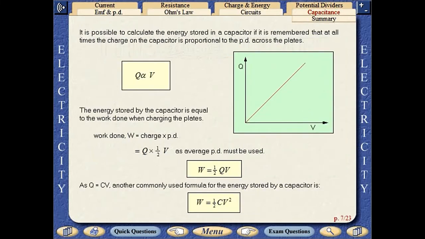It is possible to calculate the energy stored in a capacitor if it is remembered that at all times the charge on the capacitor is proportional to the PD across the plates. The energy stored by the capacitor is equal to the work done when charging the plates.